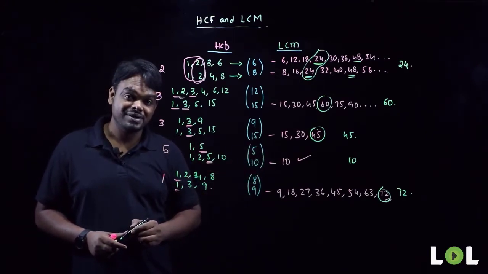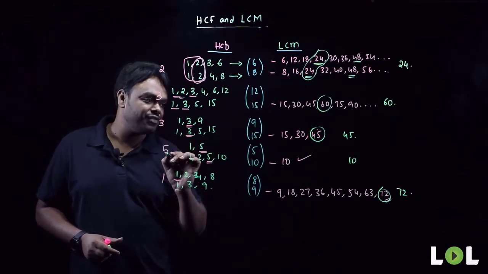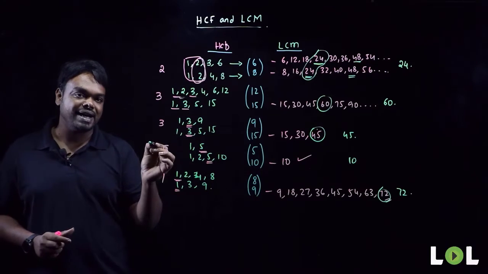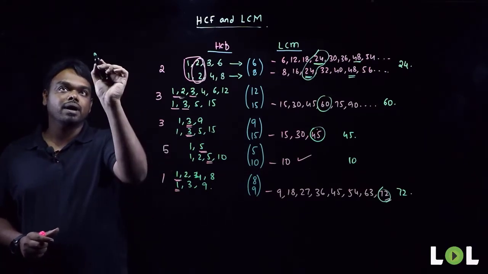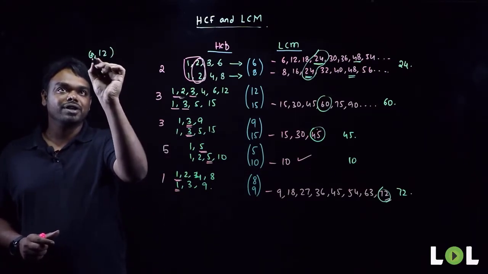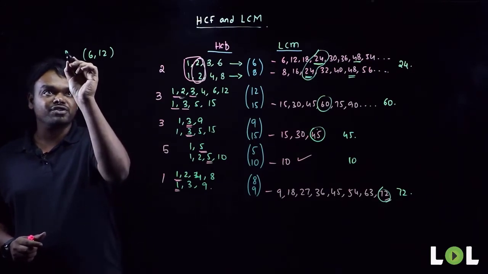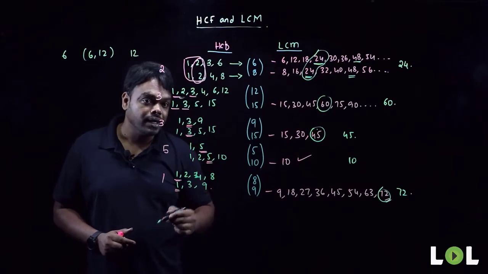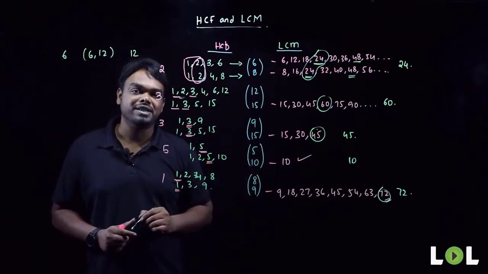In that case, the smaller number itself is the HCF and the bigger number itself is the LCM. Suppose I take another example like 6 and 12. If you see, in this case the HCF is 6 itself and the LCM is 12 itself. When is this possible? When the bigger number is divisible by the smaller number.